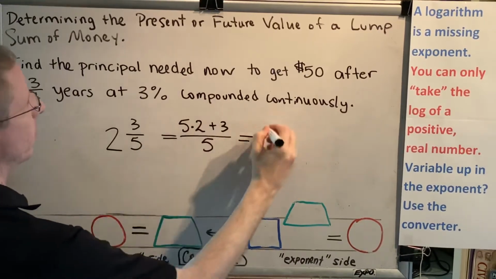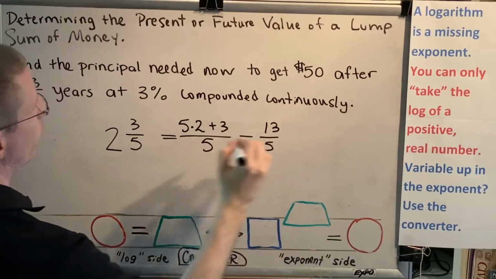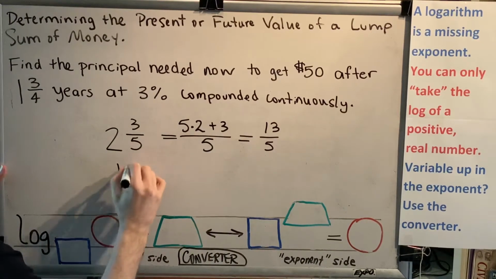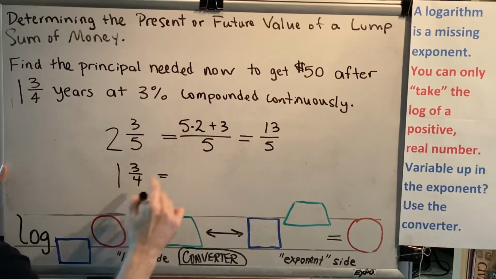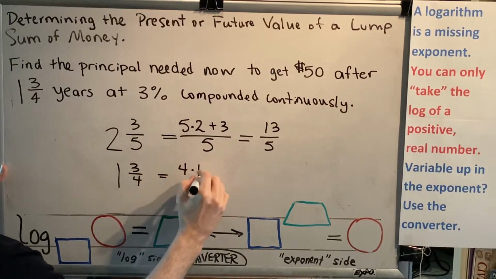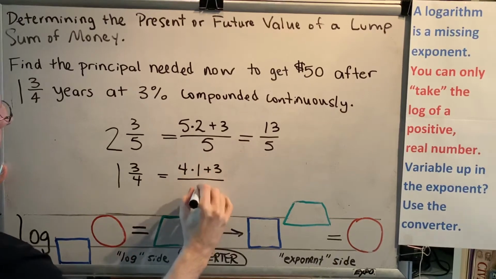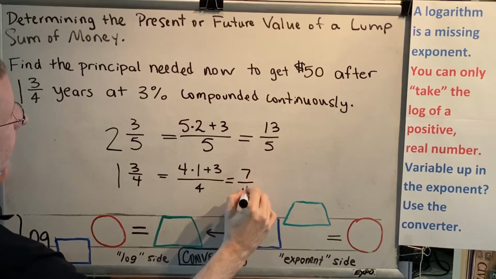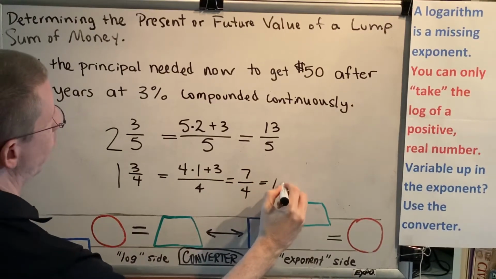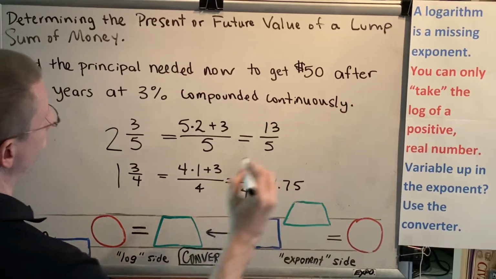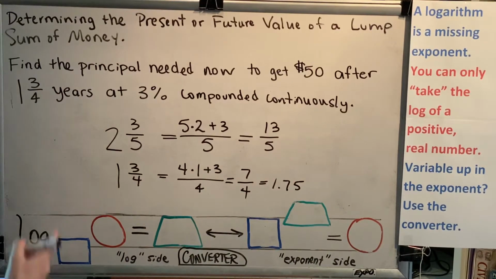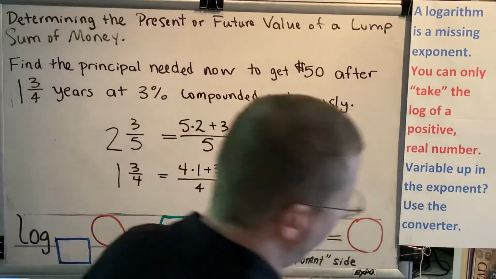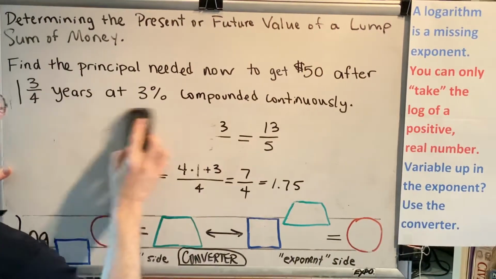So 5 times 2 plus the 3, all divided by your original denominator. 5 times 2 is 10 plus 3 is 13, so this would be the fraction 13/5. Using the same approach, we can convert 1 3/4. So 4 times 1 plus 3, divided by the original denominator of 4. 4 times 1 is 4 plus 3 is 7. 7/4, which as a decimal is 1.75. So when we write t, the number of years, we're going to use the number 1.75. Okay, great.